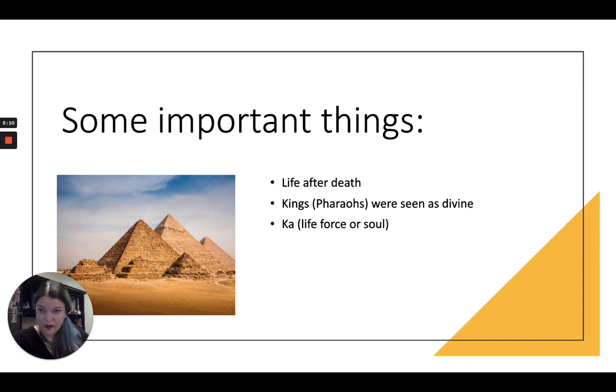Another important aspect is Ka. So Ka is the word for life force in ancient Egyptian. It's similar to the Western concept of a soul. Okay, so the Ka is like the essence, the life force of the person.